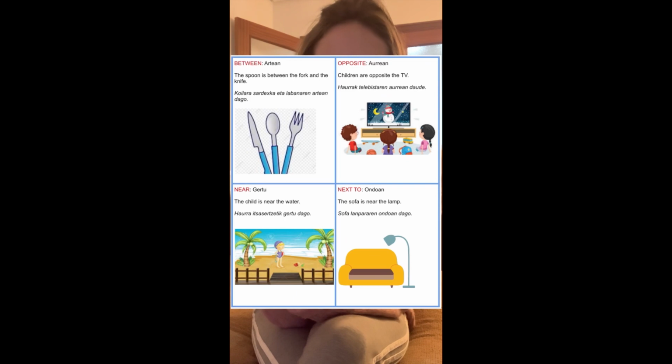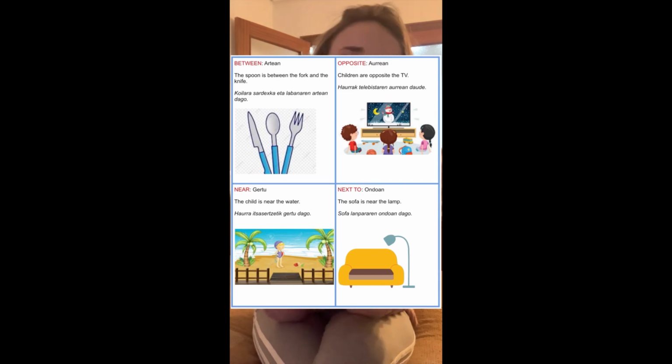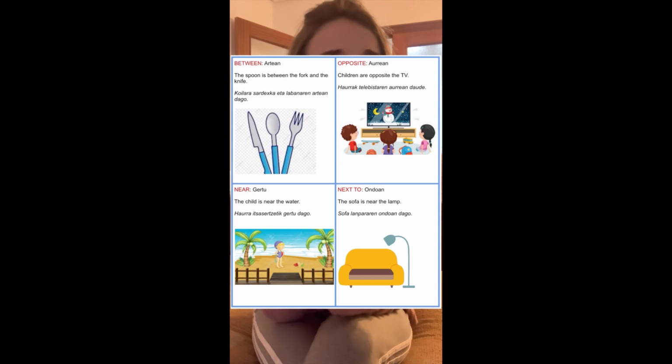Class, hello everyone. Today we are going to learn some prepositions of place. Does anyone know what they mean? Don't worry, we are going to read them carefully, okay? Now I'm going to give you a sheet of paper for each one, where 4 prepositions of place are explained, okay? There are between, near, next to, and opposite. We are going to read them all together, and if you have any doubt, raise your hand, okay?